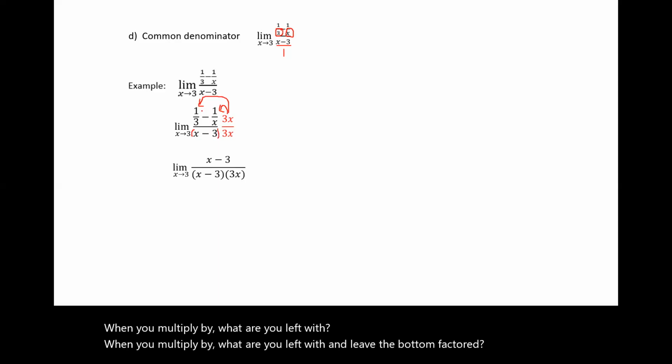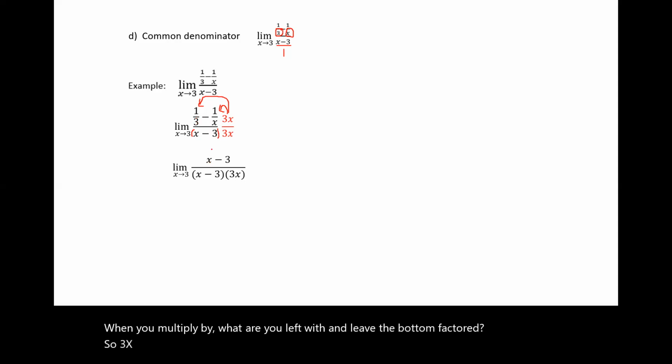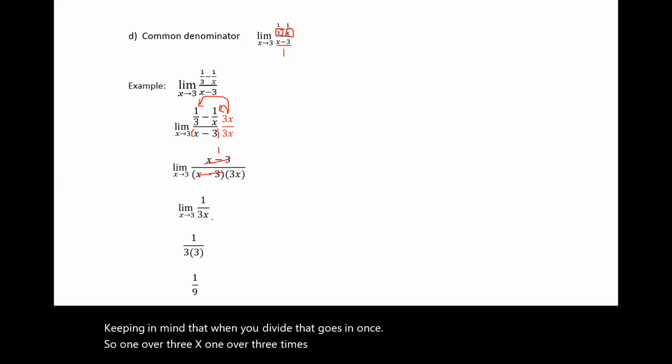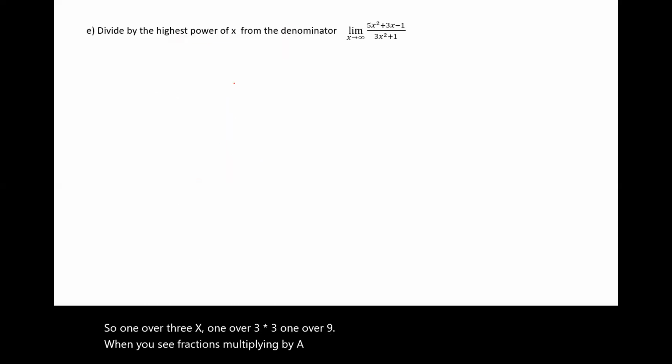So 3x times 1 over 3, we're left with x. 1 over x times 3x, we're left with 3. We can then eliminate those, keeping in mind that when you divide, that goes in once. So 1 over 3x, 1 over 3 times 3, 1 over 9. So when you see fractions, multiplying by a common denominator will help.